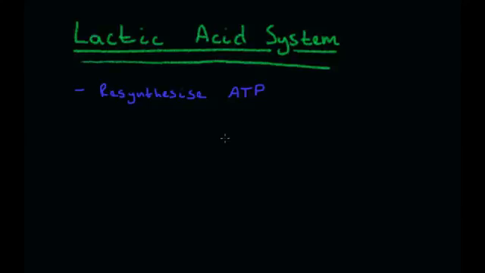Our start point is always, and absolutely never changes, what is our fuel source. In the case of the lactic acid system, our fuel source is glycogen. You should remember from previous videos that glycogen can be stored in two places: the liver, which is our primary store, and the muscle cells, which we're interested in from the perspective of physical education.